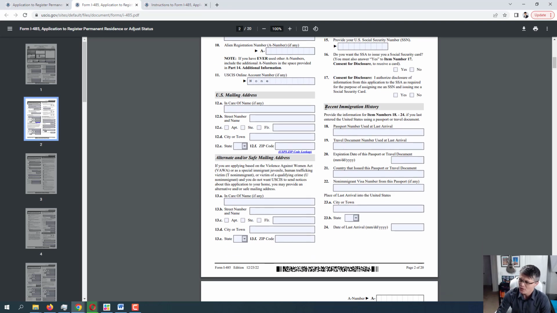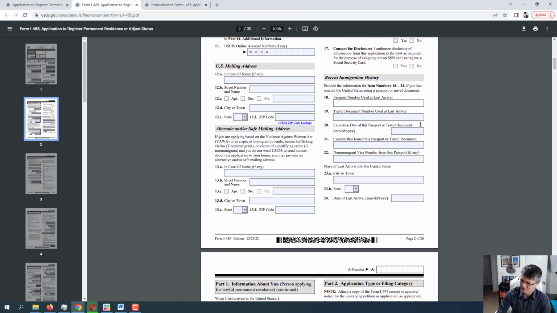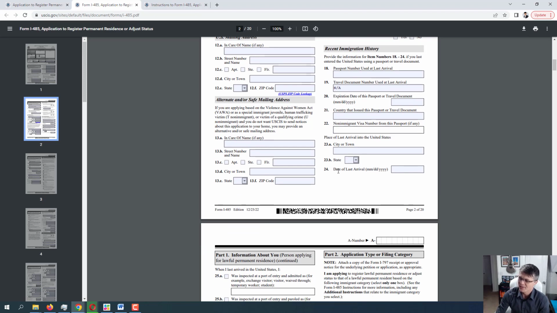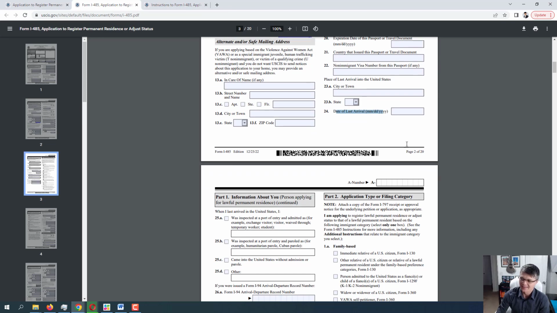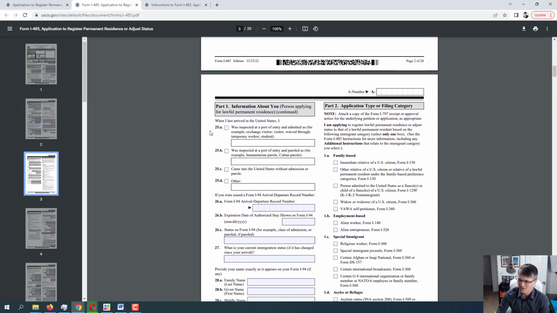But moving further, we have recent immigration history: passport number used at last arrival. Okay, very important. Travel document number used at last arrival if different from passport. If not the passport, just put not applicable, it doesn't exist. Expiration date of this passport, country that issued the passport, non-immigrant visa number, city or town, state, date of last arrival. Okay, that's pretty straightforward. I'm not going to concentrate on that too much.